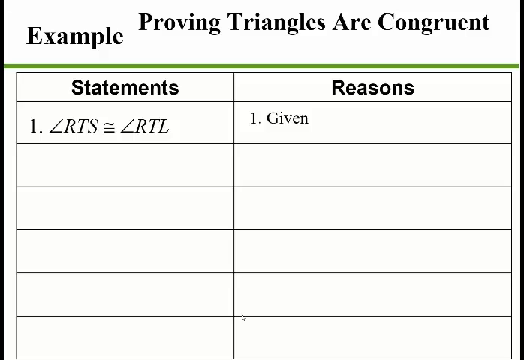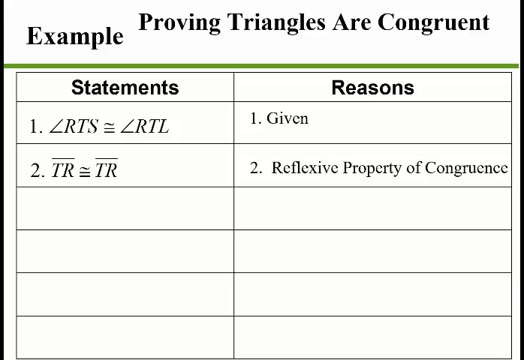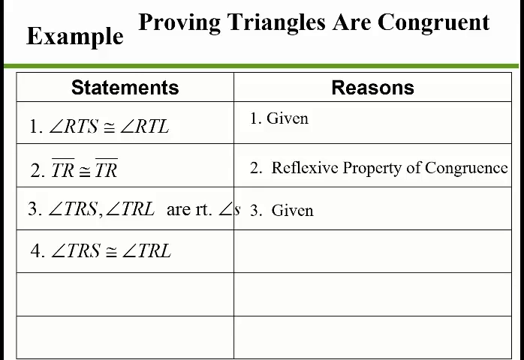All right, so it was given that angle RTS is congruent to angle RTL. Using the reflexive property, obviously, side RT is congruent to side RT. That's the reflexive property of congruence. All right, angles TRS and TRL are right angles. That was given, so we know that they're equal. Angle TRS is congruent to angle TRL, and that's because all right angles are congruent. Obviously, they all measure 90 degrees.